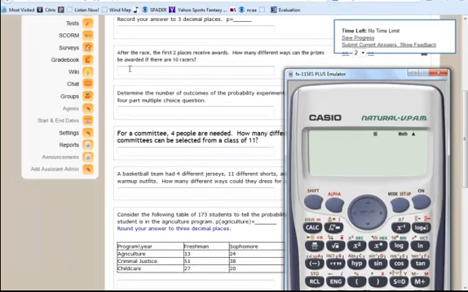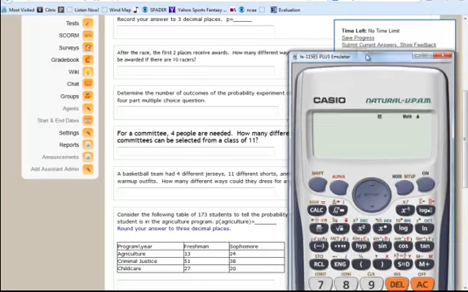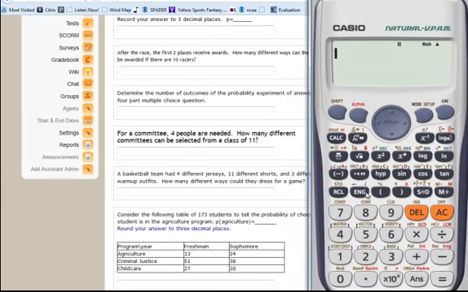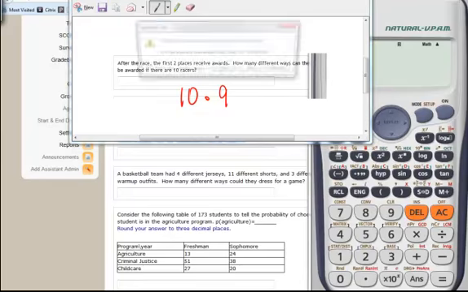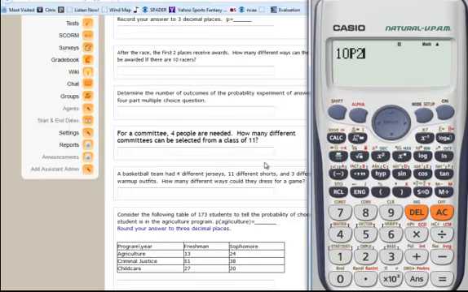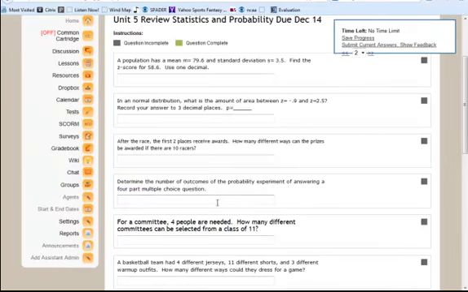Let's look at this one. After the race, the first 2 places receive awards. So for this one, there are 10 different people, and we're talking about places, which would be the permutation key, and we want to choose 2. The other way to think about this one is if you have 2 racers out of 10, there are 10 people that can be first, 9 people that can be second, so that's how many different ways you can award those 2 prizes. Next one.